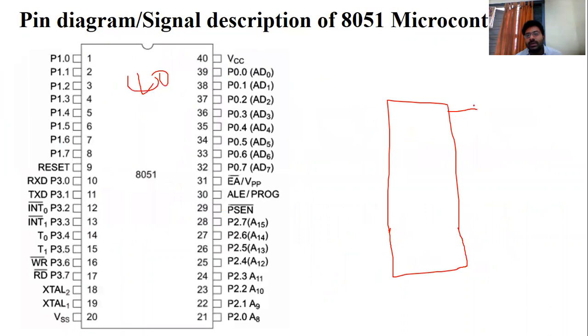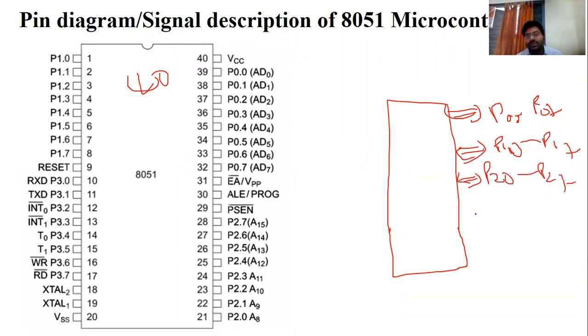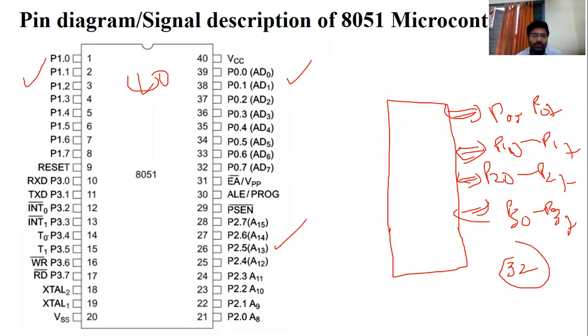You know that it has 40 pins, but it is very easy to remember. Out of 40 pins, port 0 is P0.0 to P0.7, 8 bits. Then port 1 is P1.0 to P1.7, the second port. Port 2 is P2.0 to P2.7. Then the fourth port, port 3, is P3.0 to P3.7. So there are 4 ports, and each port is 8 bits. So 32 pins are done. These are the 4 ports.